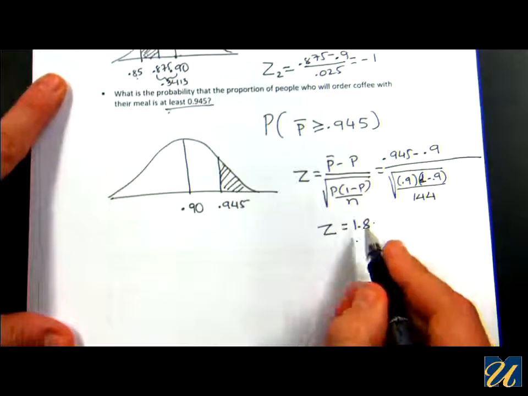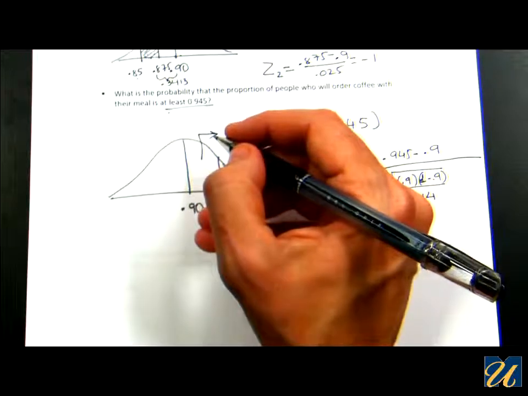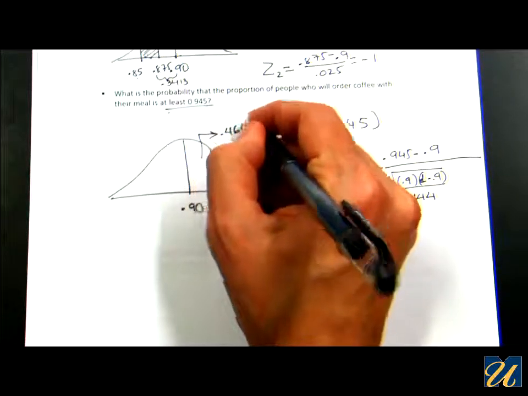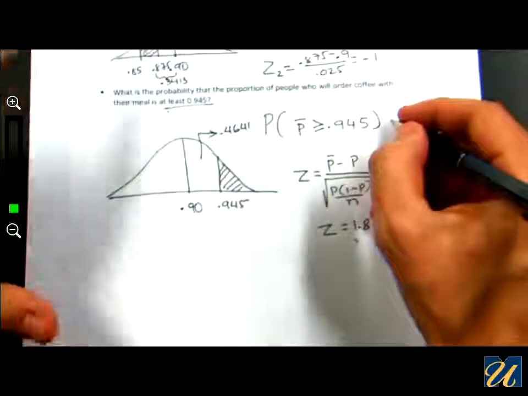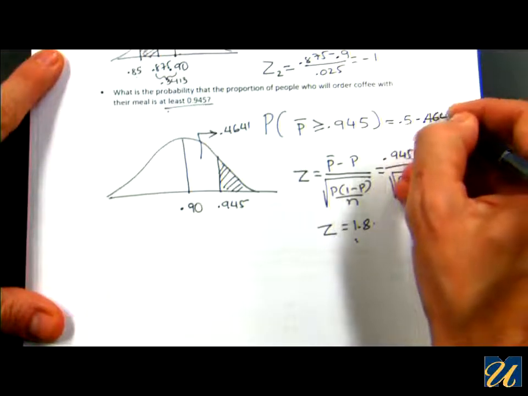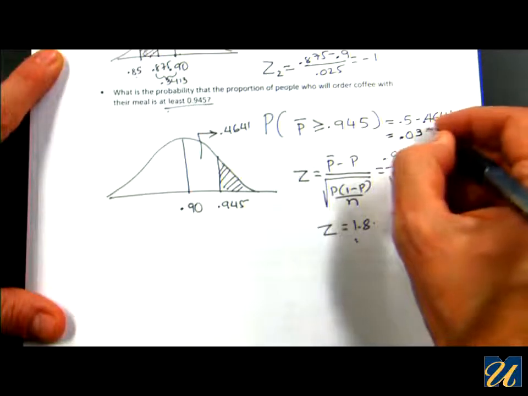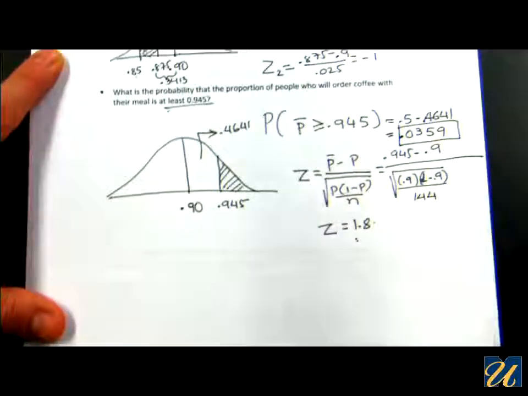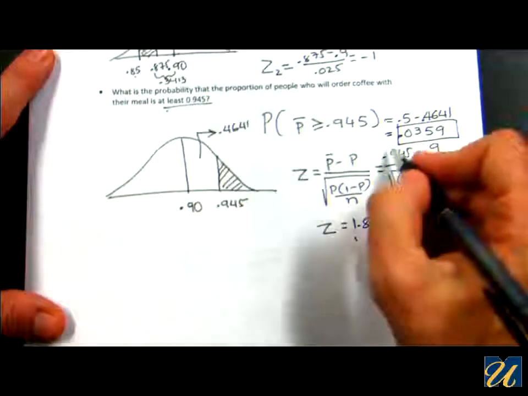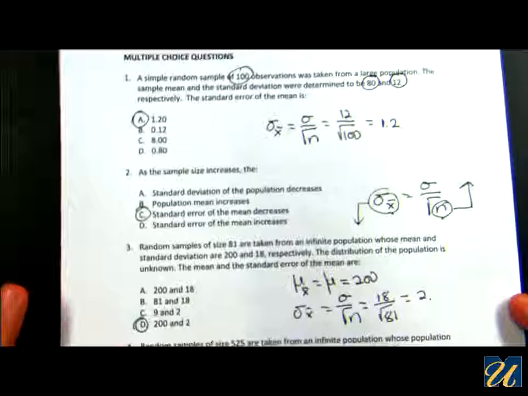We go to our table, we check for a z-score of 1.8. This will give us this area over here, which would be 0.4641. I'm looking for a tail, therefore I need to subtract from 0.5. 0.5 minus 0.4641, and the probability that I'm looking for will be 0.0359. Make sure you use your parentheses here. And this completes the exercises for chapter 7.